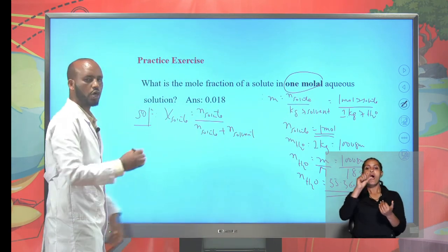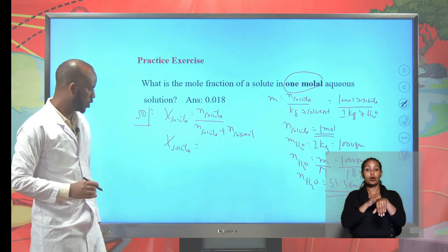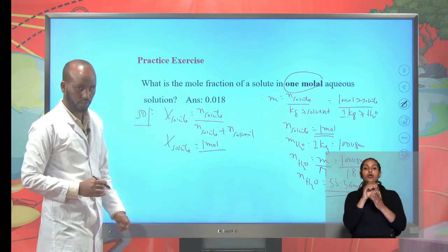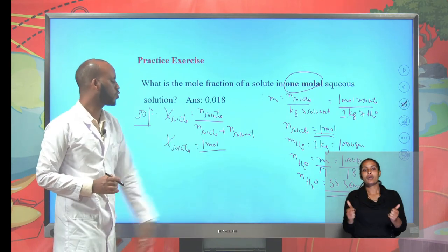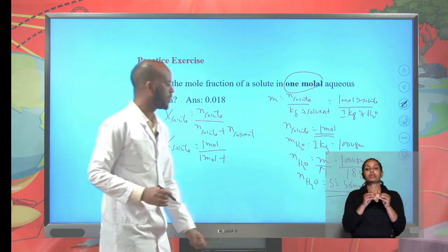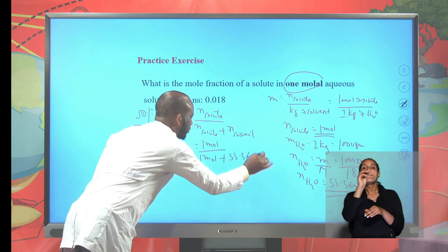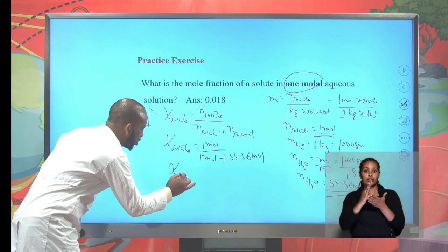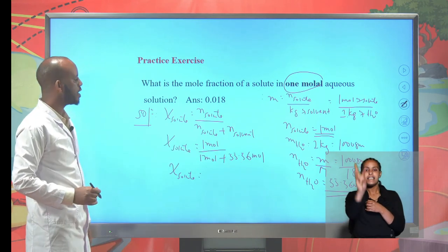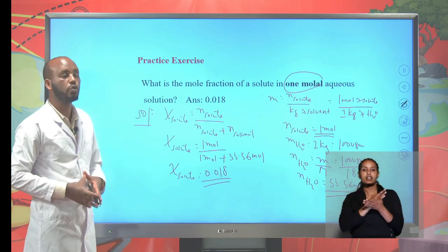Now, mole fraction of the solute equals number of mole of solute, which is 1 mole, divided by number of mole of solution, which is the sum of number of mole of solute and number of mole of solvent. Number of mole of solute is 1 mole plus number of mole of solvent is 55.56 mole. Mole fraction of the solute equals 1 divided by 1 plus 55.56 is 0.018. Mole fraction has no unit.